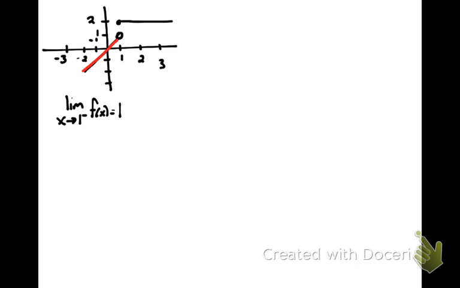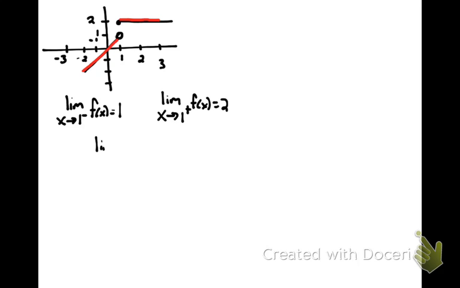But if we considered the limit of this function, that's bad notation. If we consider the limit of this function as x approaches 1 from the right, we would say the limit is 2. Because if you consider the graph, if we started at 3 and moved to 1 on the x-axis, our y values are 2 all the way. The left-hand limit is 1 and the right-hand limit is 2.